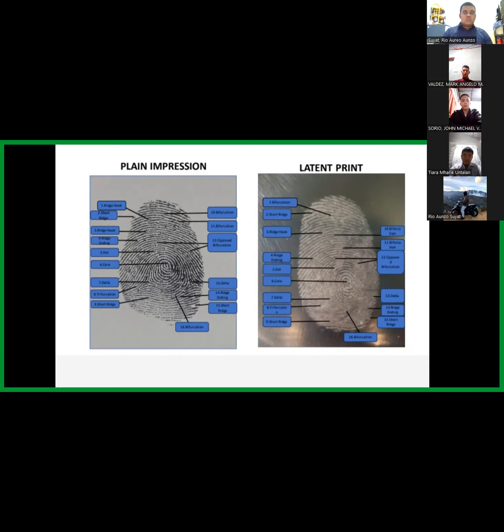Number 26. How many points of identification are found in a normal rolled impression? In a normal rolled impression, there are typically a minimum of 12 points of identification used for the systematic comparison and identification of fingerprints.